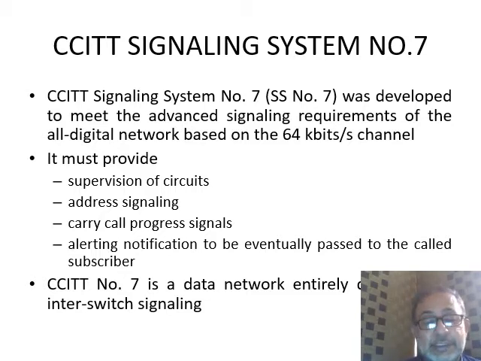Basically, before CCITT number 7, a system which was CCITT number 6 was developed, which is considered to be the first packet data network in the world, well before the IP network. As you know, the IP network is a data packet network. CCITT number 6 was also a data packet network, and its enhanced form is CCITT signaling system number 7, which is also a data packet network.